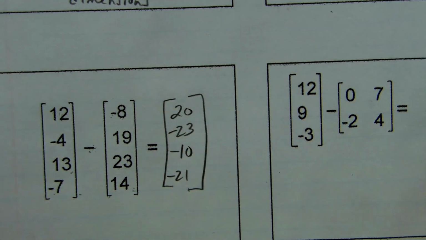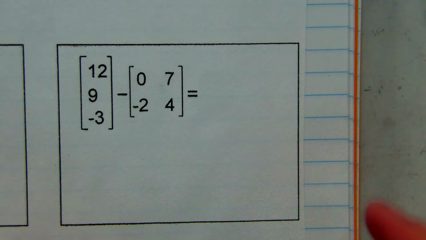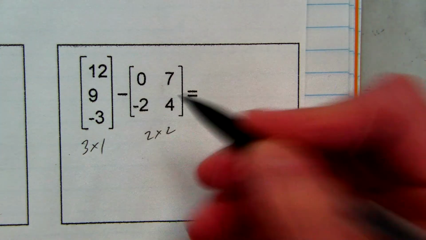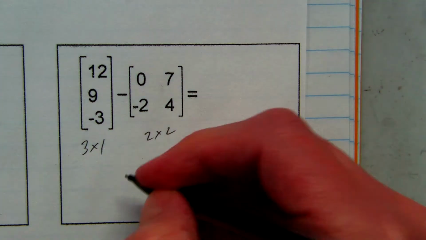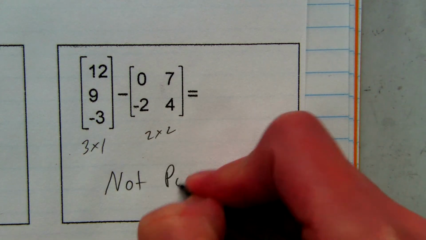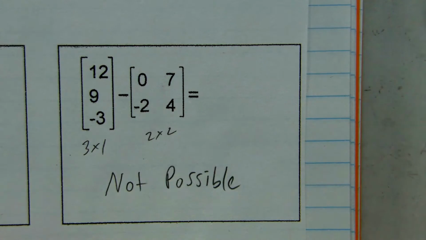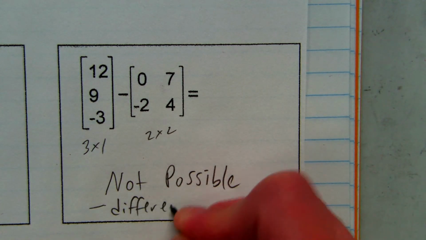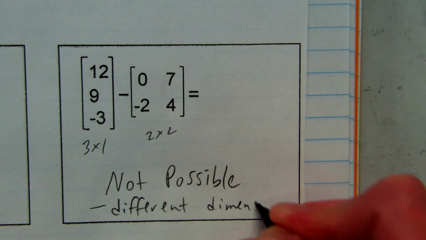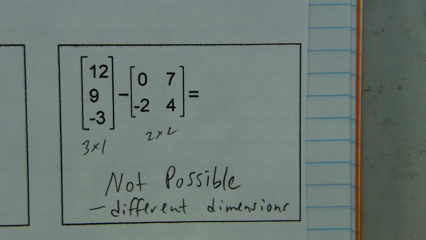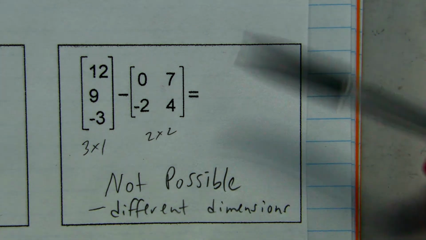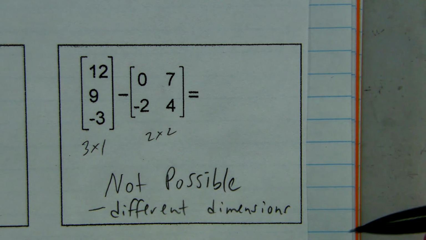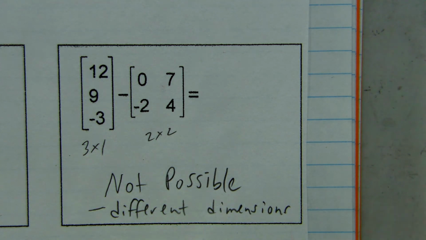Sometimes you get a trick question like this. This is a 3 by 1. This is a 2 by 2. I don't have numbers in the same positions, so this one is not possible. And if you were asked why it's not possible, it's because they have different dimensions. And that is a question that will come up as we review. So basically, they have to have the same dimensions in order to add or subtract.